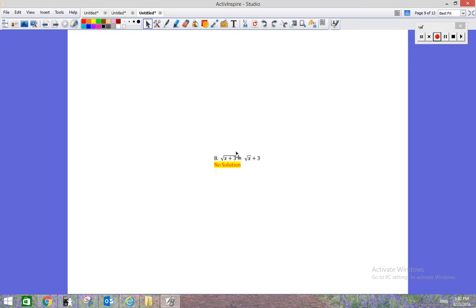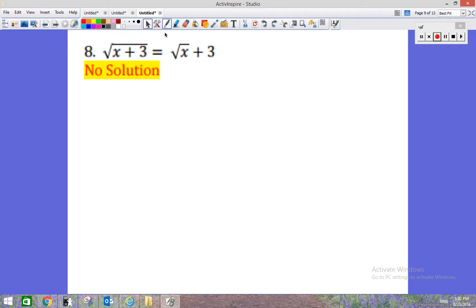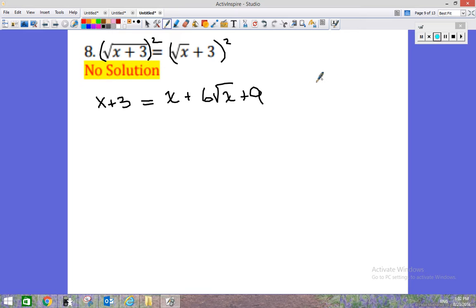All right. We do have the radical by itself. Let's square both sides of the equation. Radical goes away, and we have x plus 3. And over here, when we square it, again, we can make a table, but we'll see that it's x plus 6 radical x plus 9. Let's see if I'm right.